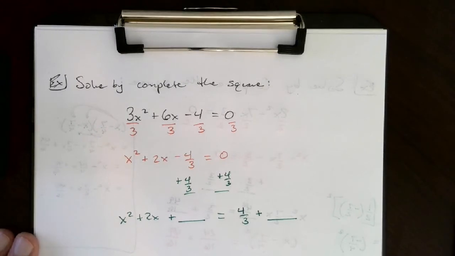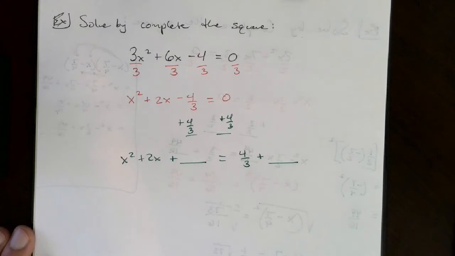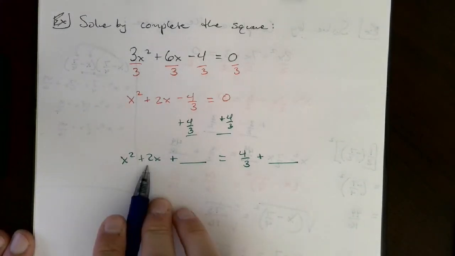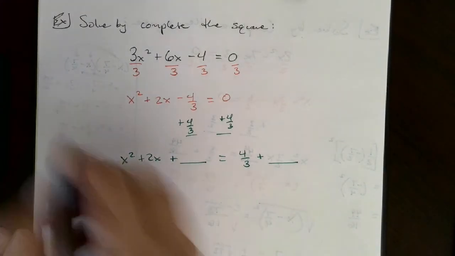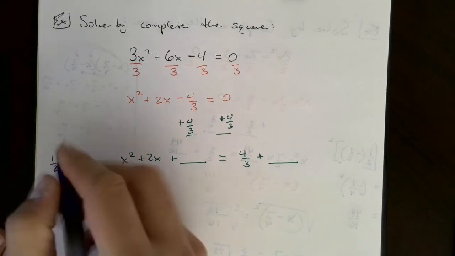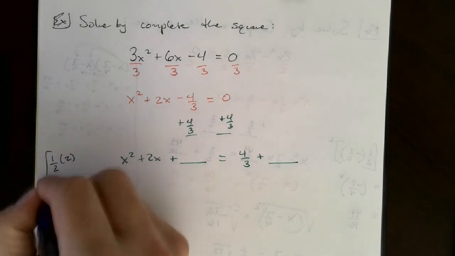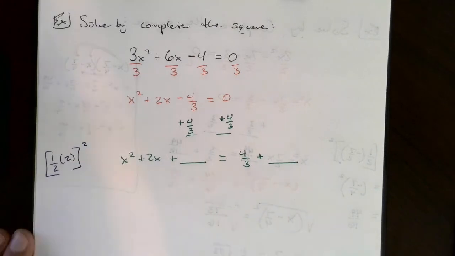So we're adding something to each side. Now, this is where you complete the square. What are you adding to each side? Well, you're adding half of the middle coefficient, squared. So 1/2 of the middle coefficient, which is 2, and then we're squaring it. That's what you're really doing there.